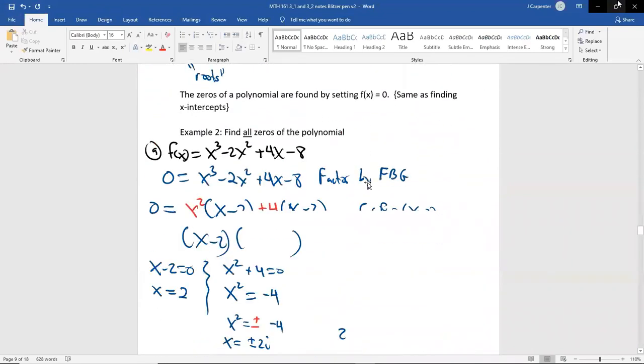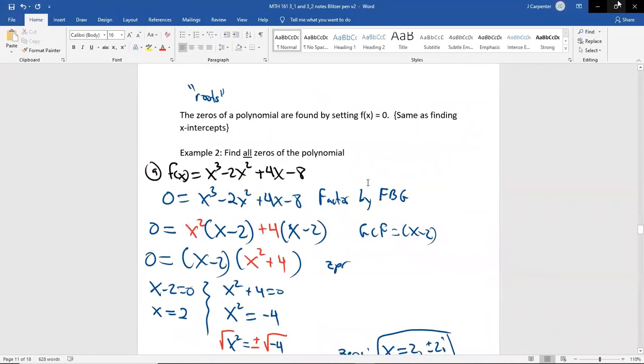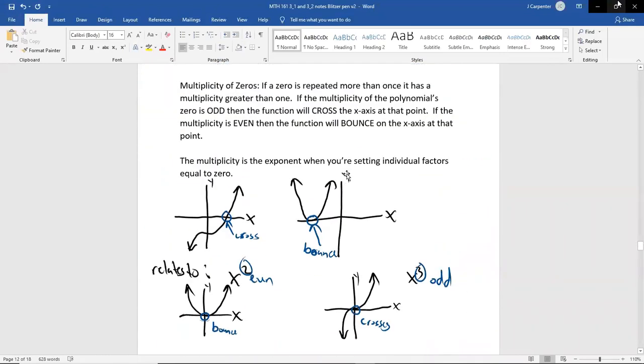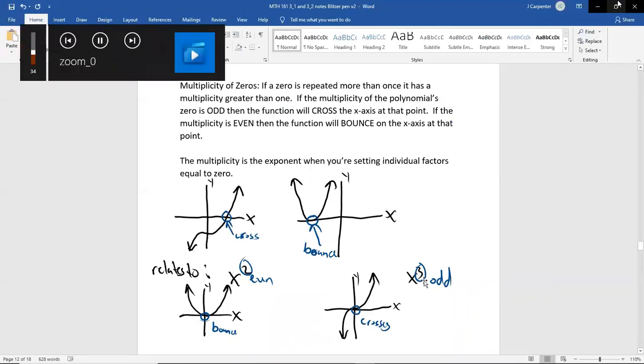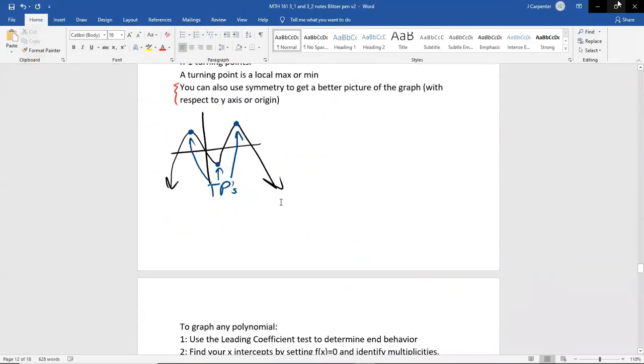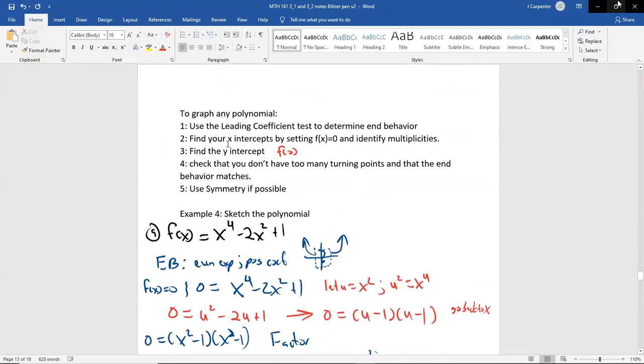Then we talked about the behavior at a zero or at an x-intercept, and how the multiplicity being even or odd, in other words, the exponent of the zero, tells you whether you bounce or cross on the axis at that point. Some examples of bouncing and crossing here, and how they relate to x squared and x cubed. And we determined some behaviors, and then we finally discussed turning points, gave you an ultimate process of graphing pretty much any polynomial.